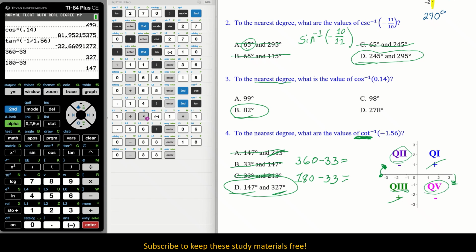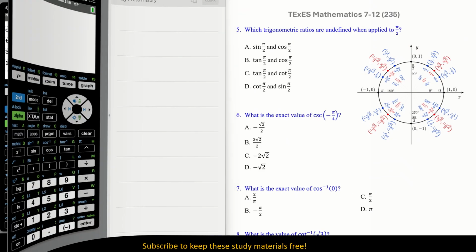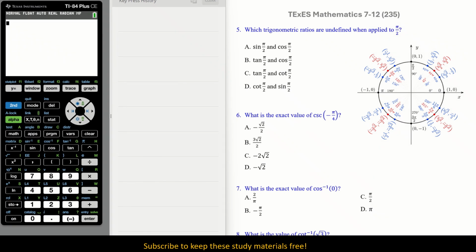All right, let's go to number 5. Number 5, which trigonometric ratios are undefined when applied to pi over 2? And we've given you the unit circle so you have an idea of which one of these that might be, and anything on this line here. Okay. Regardless, we have a calculator. We're going to use it.